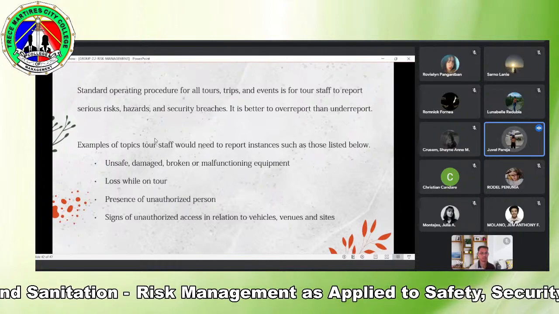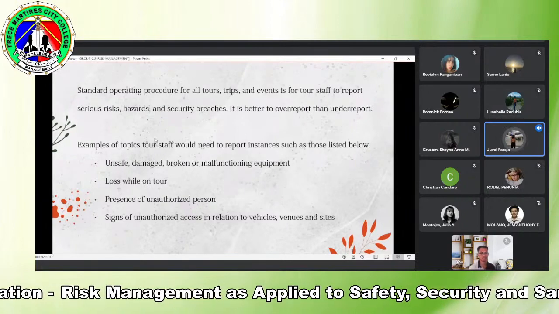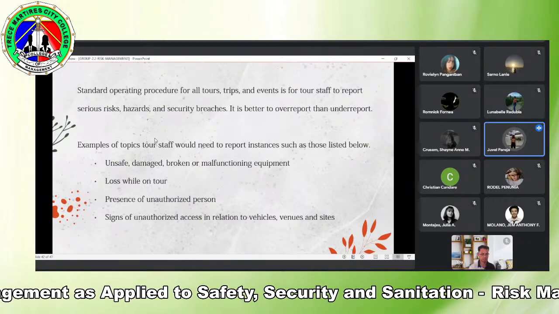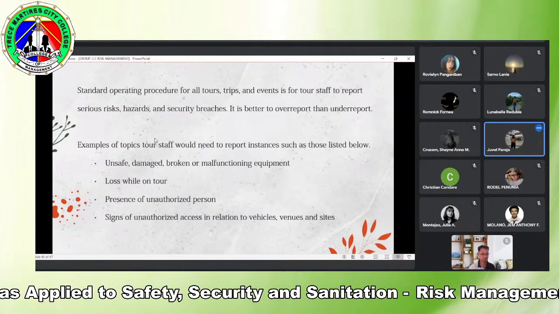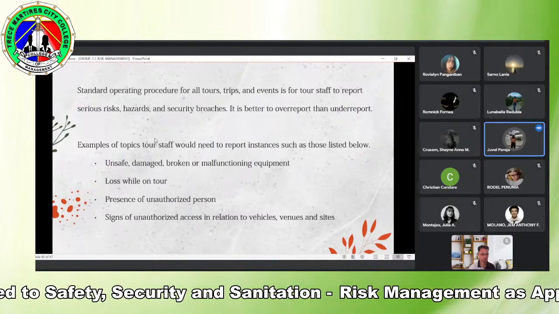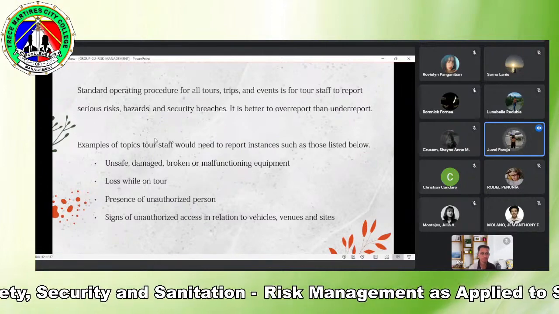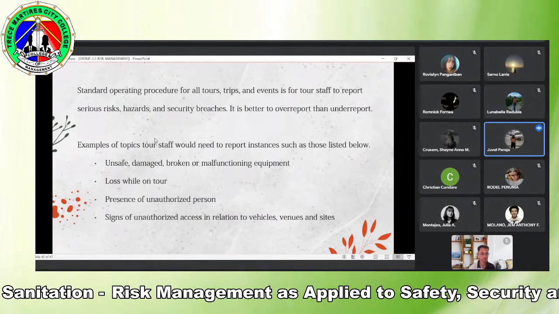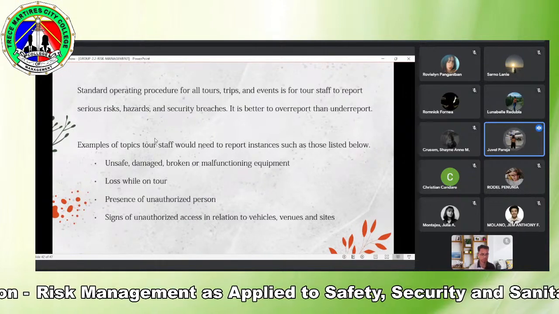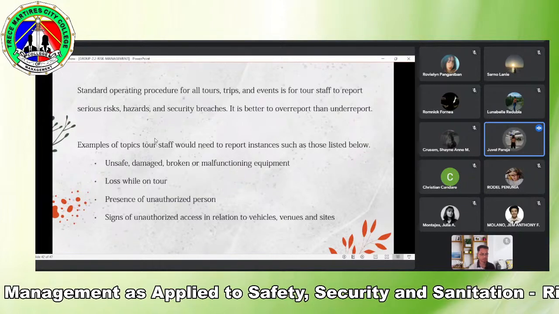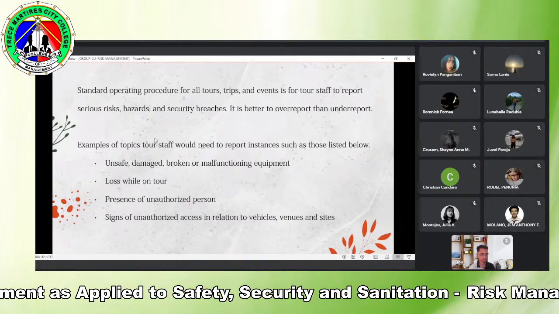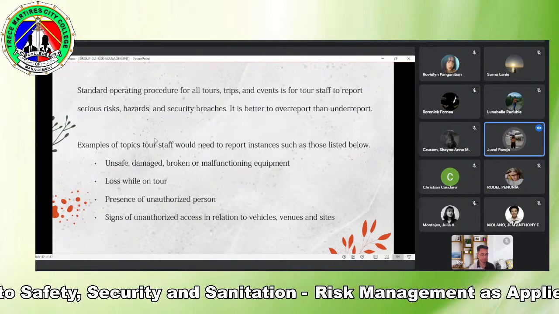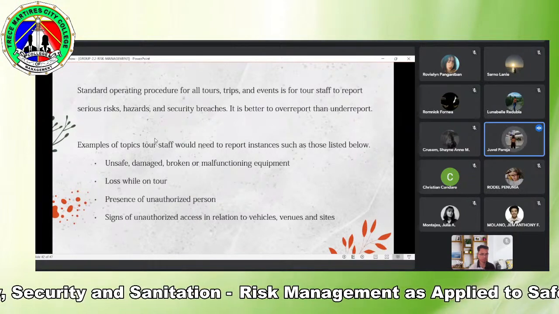Security breaches, security violation in which sensitive, protected, or confidential information is accessed; any incident that results in unauthorized access. Examples of topics staff would need to report instances such as those listed below. Unsafe, damaged, broken or malfunctioning equipment. Hindi ligtas o sira, hindi gumagana.